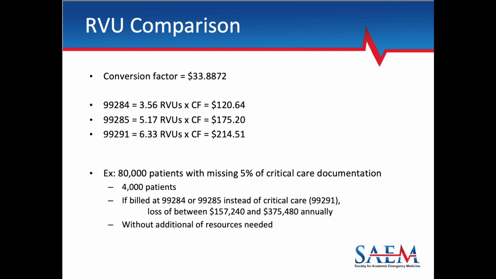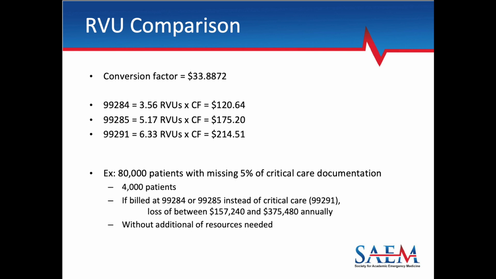There is also a conversion factor that adjusts based on economic factors and policies that is assigned per RVU that creates the charge of the procedure or service. Essentially, it's RVU times conversion factor for the charge. Roughly speaking, as you look at this slide, it's about $120 per level of service 4, $175 per level of service 5, and $215 per level of service of critical care per chart.